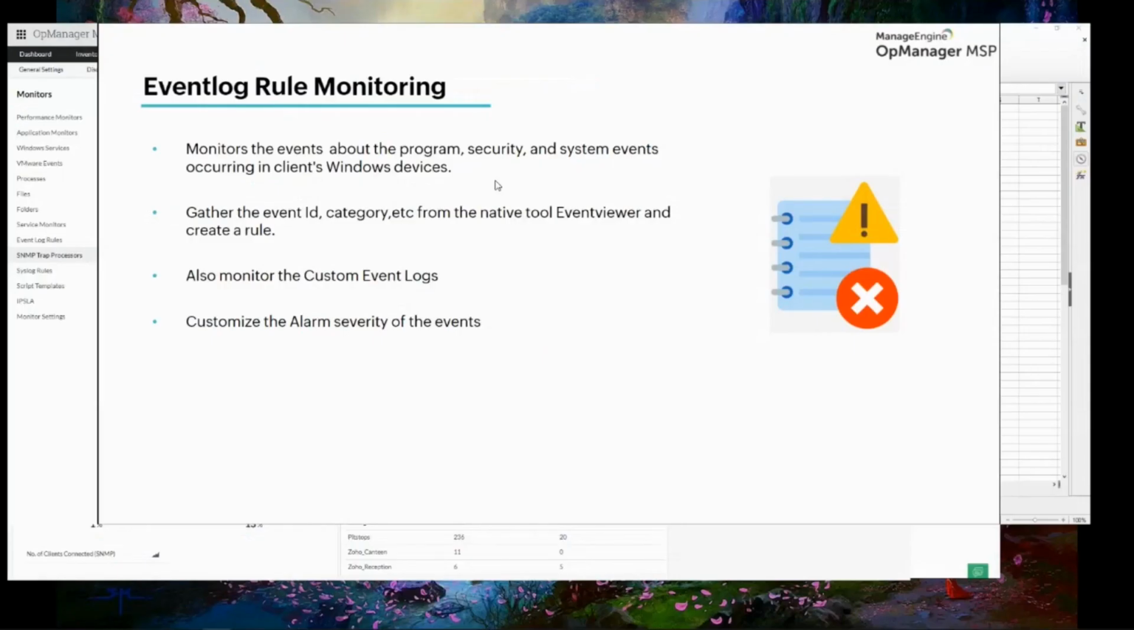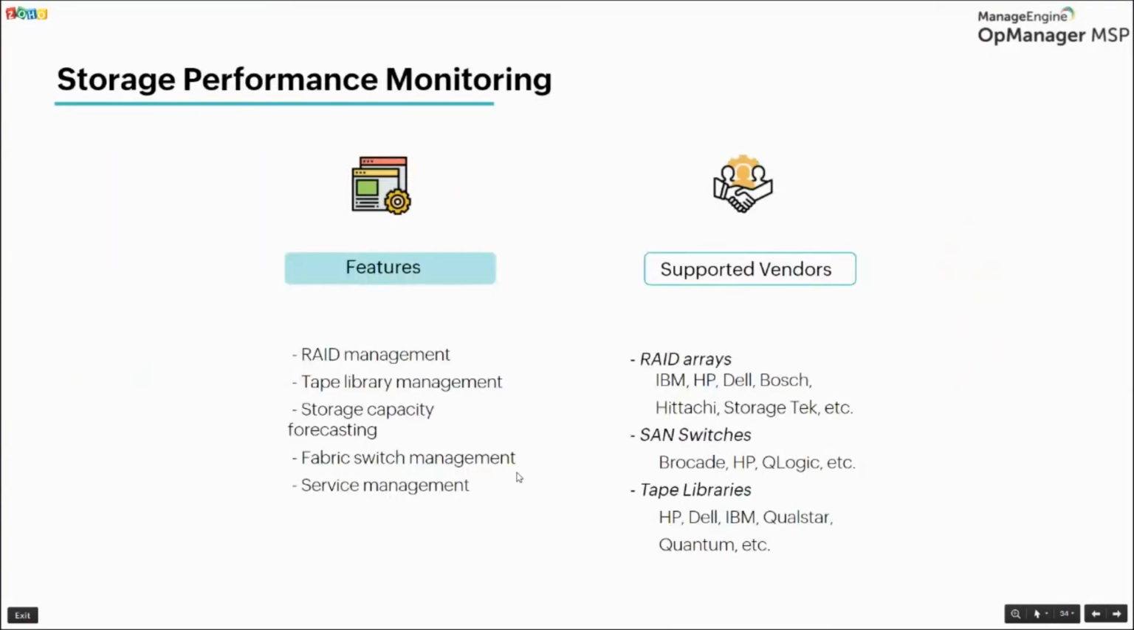presentation and continue. The next topic which we are going to see is about storage performance monitoring. When we talk about storage performance monitoring, the storage monitoring is licensed based on the number of disks which you want to manage from your storage devices. Here we can monitor the RAID management, tape library management, storage capacity forecasting. You can monitor your fabric switch management or service management as well.